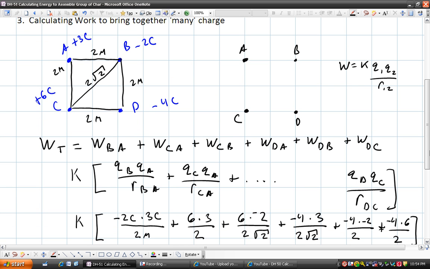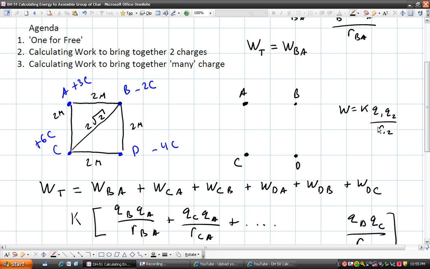So charge A gets there for free. Then for charge B, you have to figure out the work done due to the fact that there was a charge A there. Then you bring in charge C. You have to figure out the work that was done due to the fact that there was an A and a B there already. And then you bring in a fourth charge, and you have to figure out the work done due to the fact that there was an A, due to the fact that there was a B, and due to the fact that there was a C.